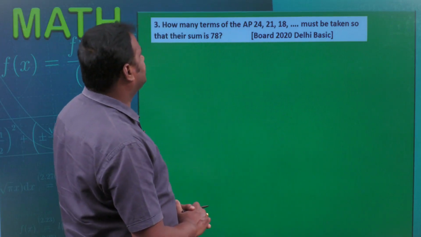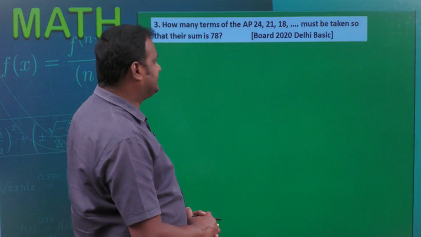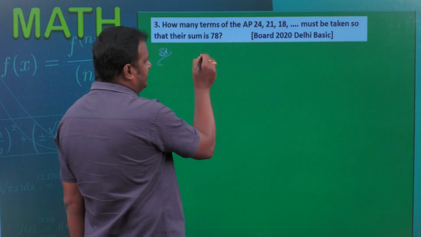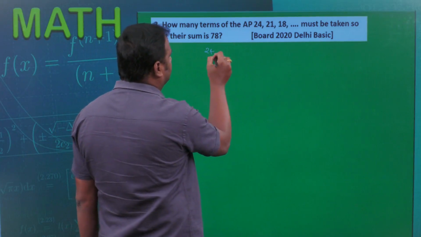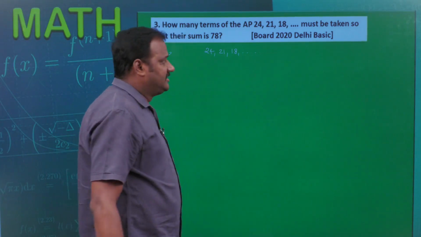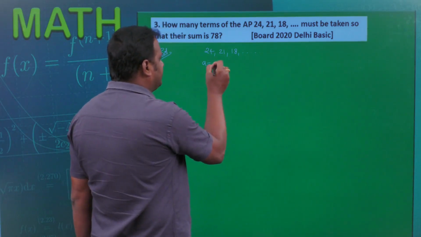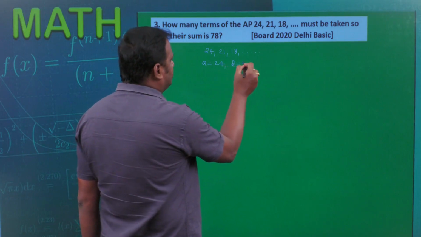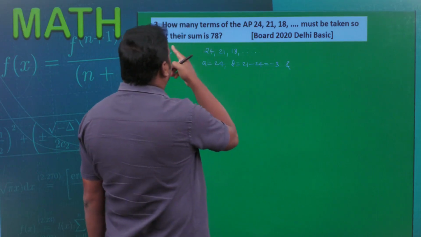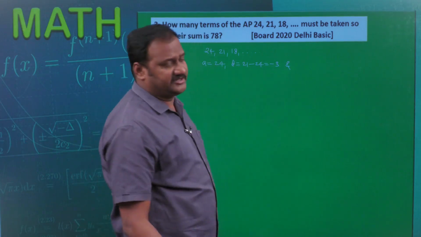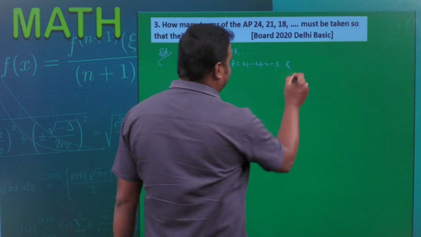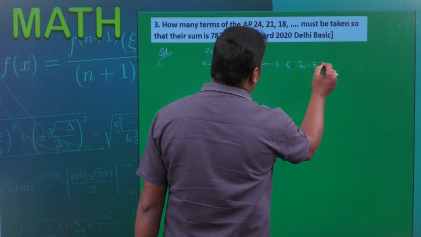Coming to how many terms of this arithmetic progression must be taken so that their sum is 78. We do not know how many terms are required to make the sum 78. But the given arithmetic progression here is 24, 21, 18 and so on, where the value of A is equal to 24 and the common difference is equal to 21 minus 24, which is minus 3. We need to know how many terms, that is n. We do not know what n is, but we can take the sum to n terms equal to 78.